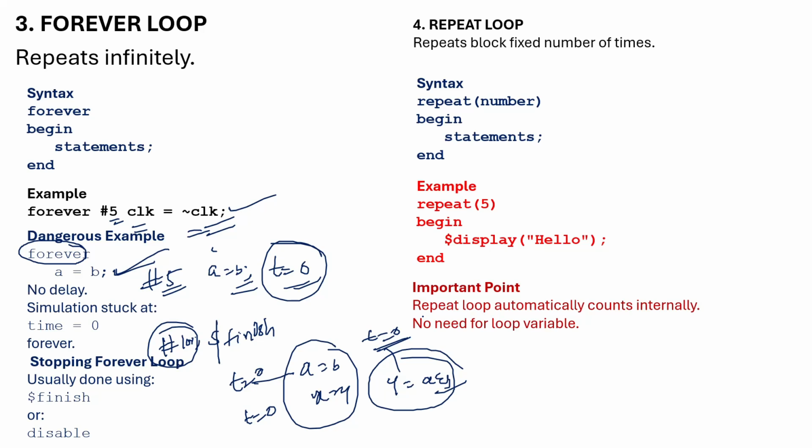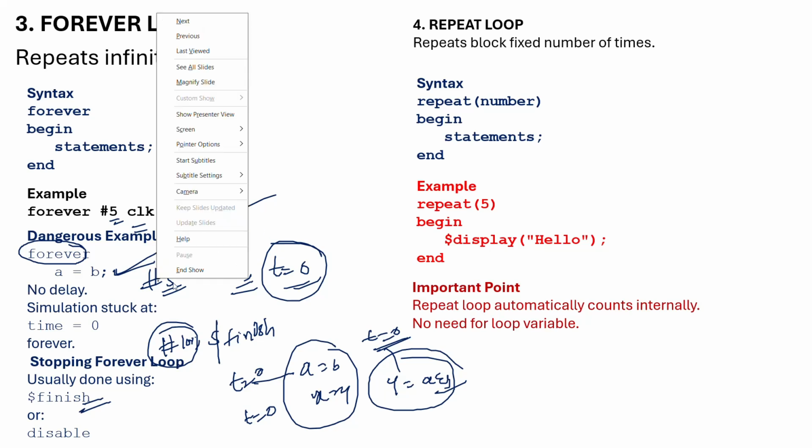Okay, don't use this. If you want to stop that simulation, then go for the $finish. $finish is the one statement you use to exit from the forever loop condition. And then the repeat loop. What is the use of the repeat loop? I told you, if you want to repeat your statement a fixed number of times, then go for repeat. See, repeat: how many times you want to repeat.